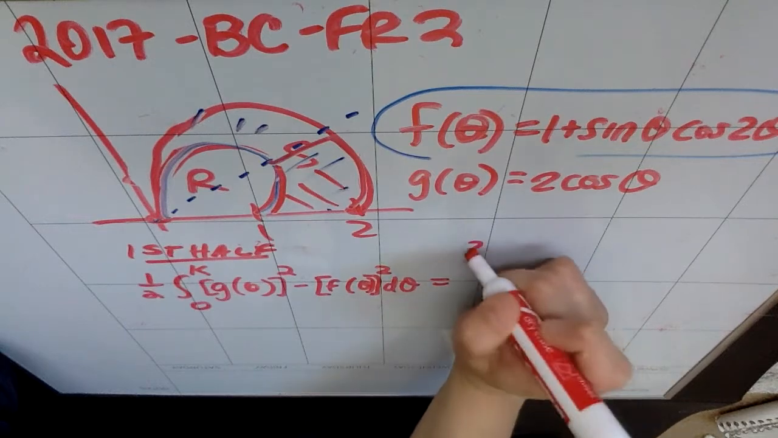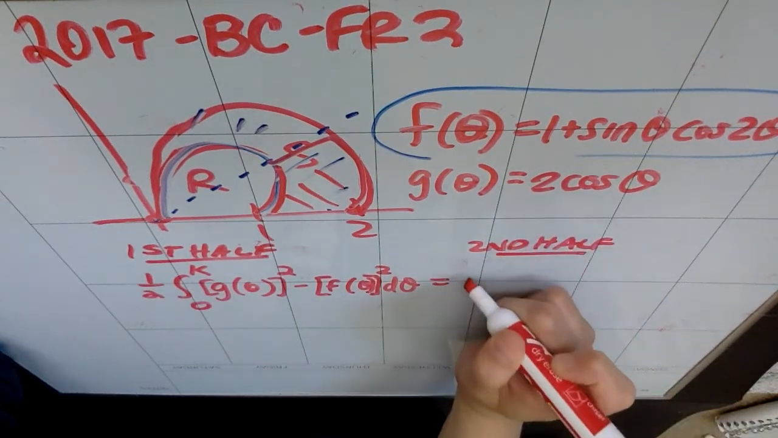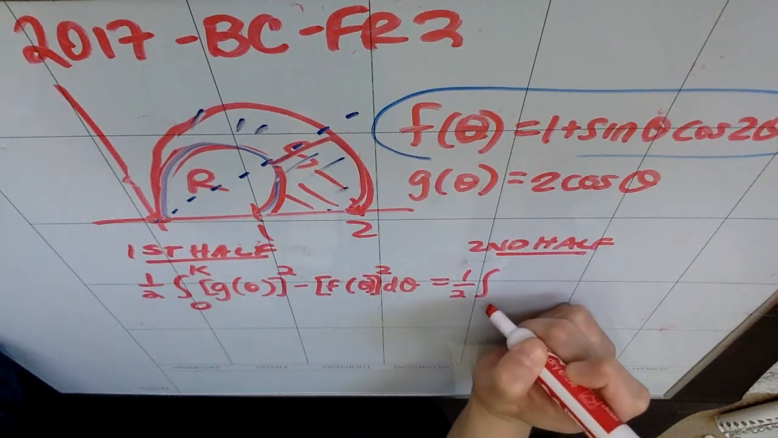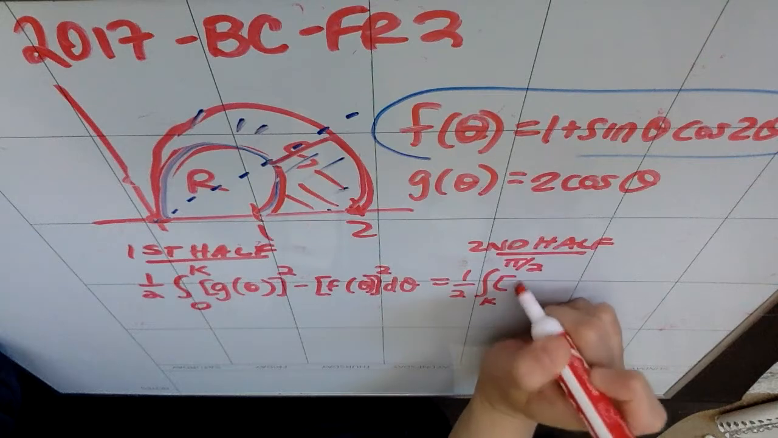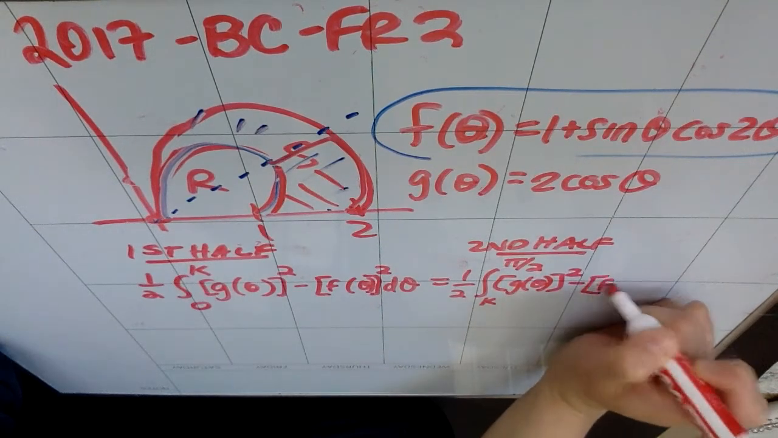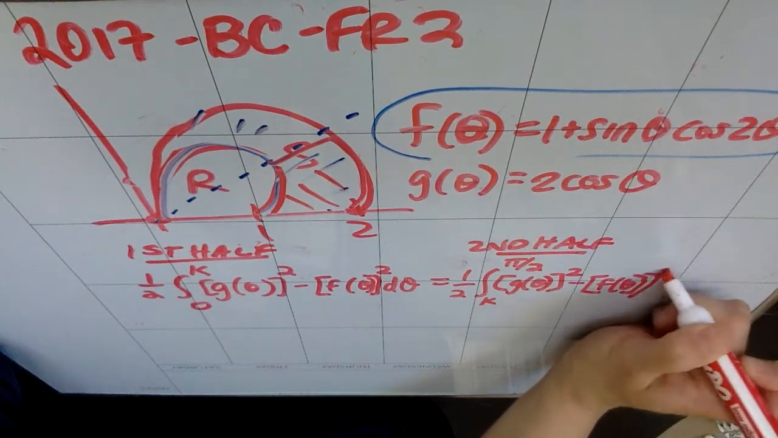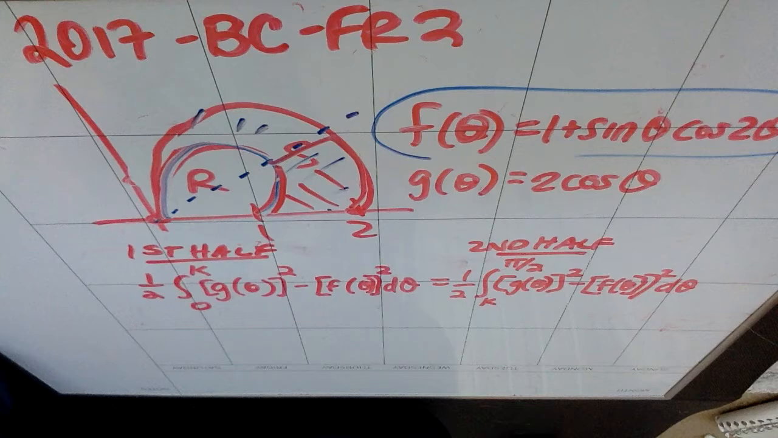And that should equal the second half, because they're actual halves, so they should be the same. The second half should be the exact same integral I just wrote, but it should be from k to pi over 2. And it's still this thing squared minus this thing quantity squared with respect to theta. Now that's the way I opt to do it. I do that every single time I see one of these problems.